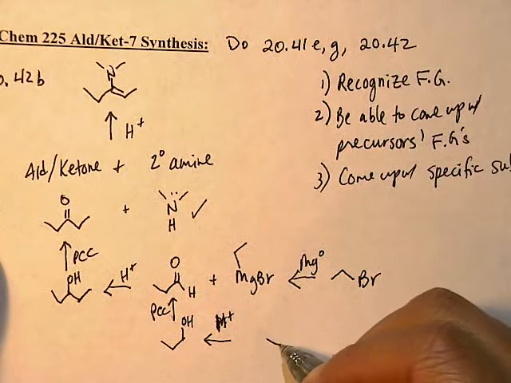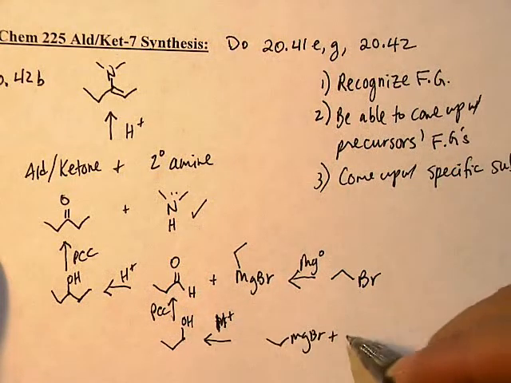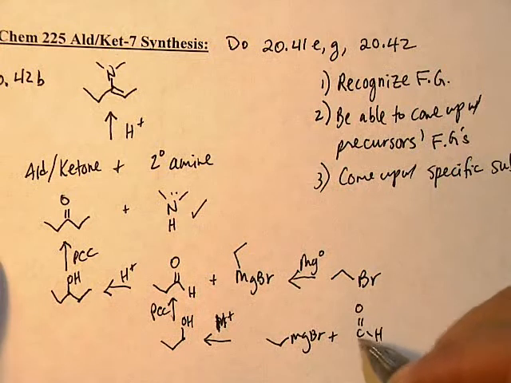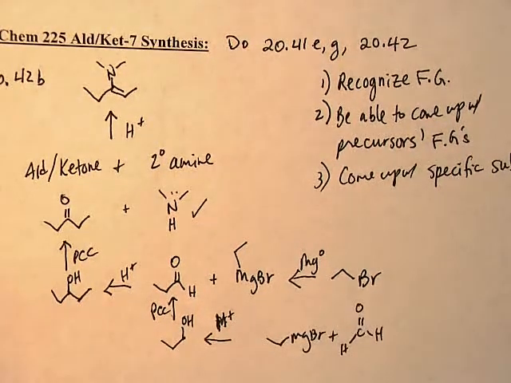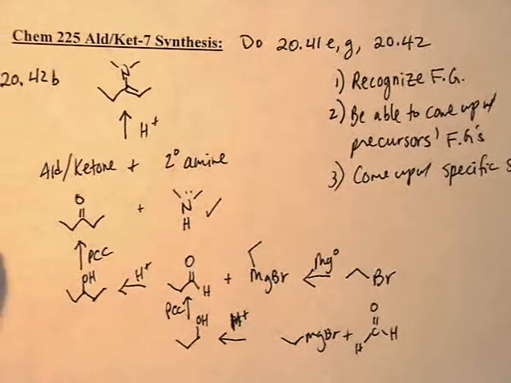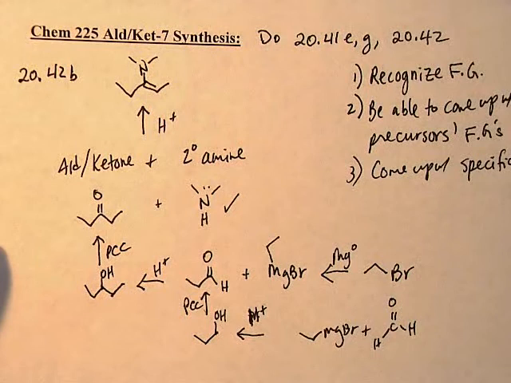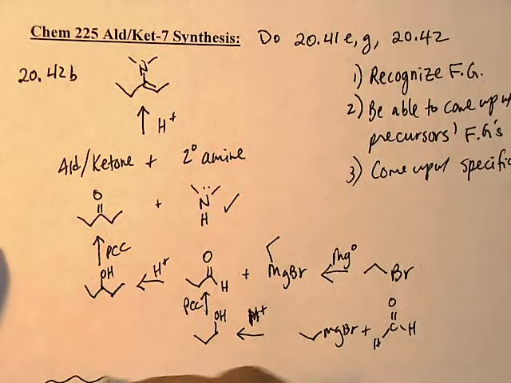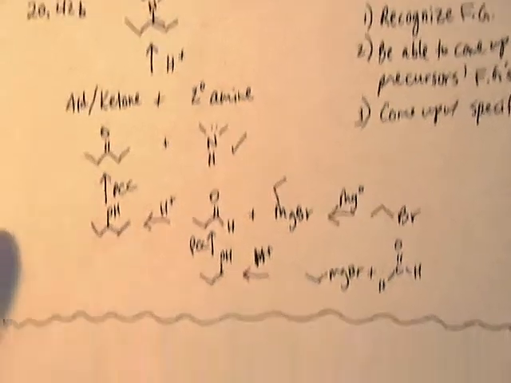So then we have MgBr plus this 1 carbon formaldehyde, which would give this propanol. All right, so that's how you do problems like this. For all these questions, you're going to need to keep going backwards until you have something 2 carbons or less. All right.